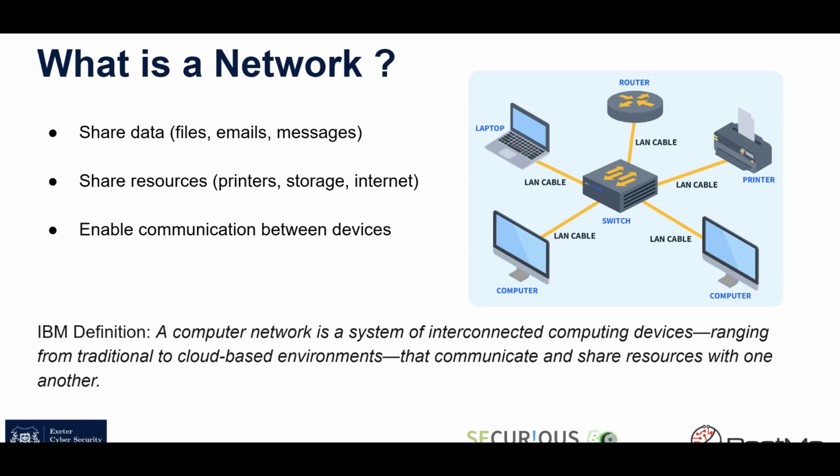I like IBM because they do good definitions, and the definition for a network that I put is: a computer network is a system of interconnected computing devices, which, as you know, qualifies as computers talking to each other. That's a network. It ranges from traditional to cloud-based environments, let's not forget the cloud, that communicate and share resources with one another. All good? Okay, perfect.